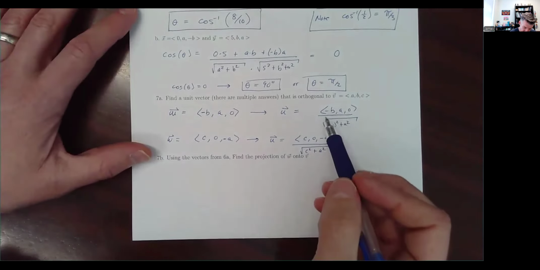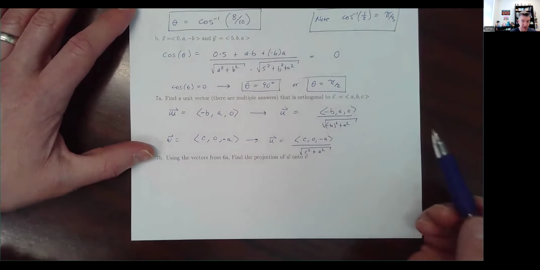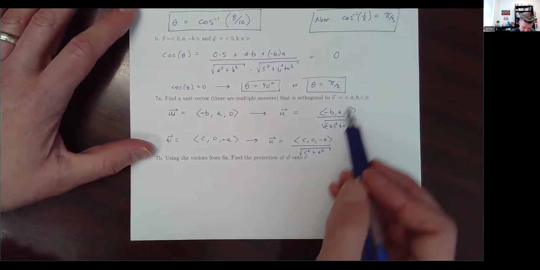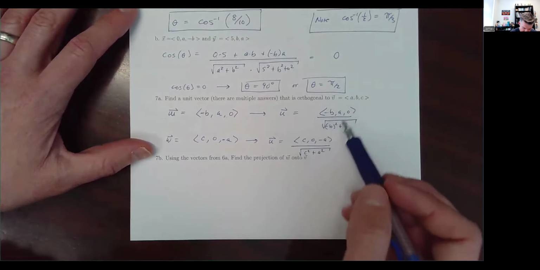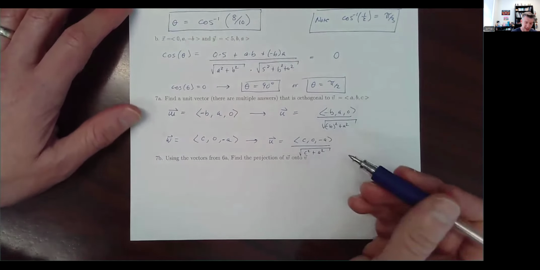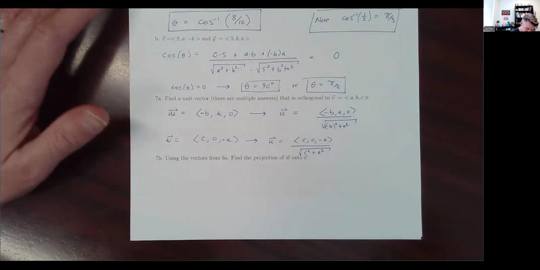If you check the dot product here, -b times a plus a times b plus 0 times c is -ab plus ab plus 0, which is 0. Same deal here. This dotted with that, c times a plus 0 times b plus -a times c is ac minus ac, which is 0. So that's usually how we find the orthogonal vectors. You switch 2 of the coordinates, change the sign of one of them, make the third one 0.